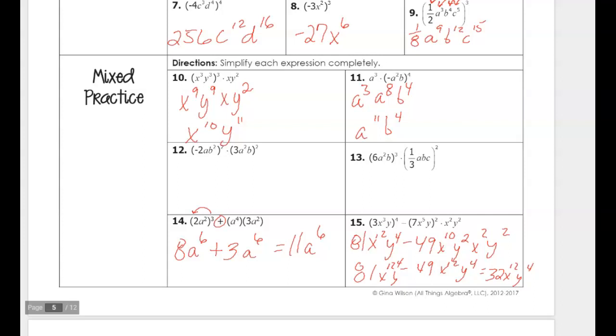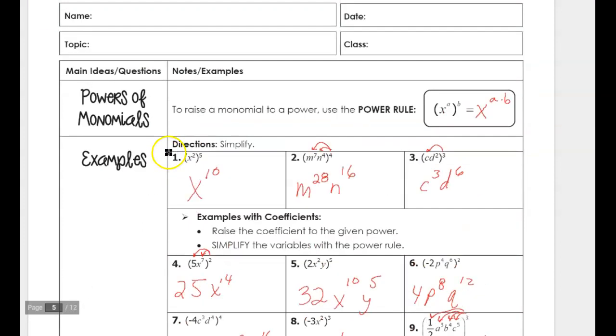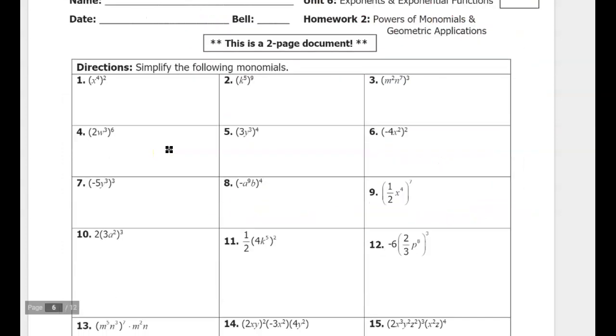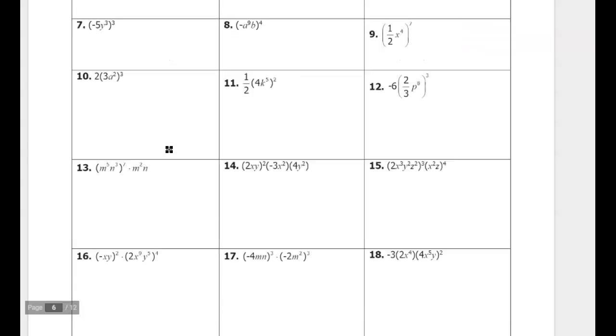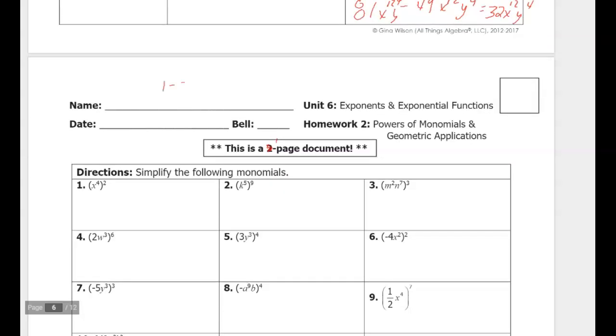So in addition to the 15, well, really 13 because we skipped these two, everything we did here, you need to turn in. And then this is actually a 1-page document because I only uploaded 1 page of it. So your assignment is 1 through 21 on this Unit 6 homework 2.